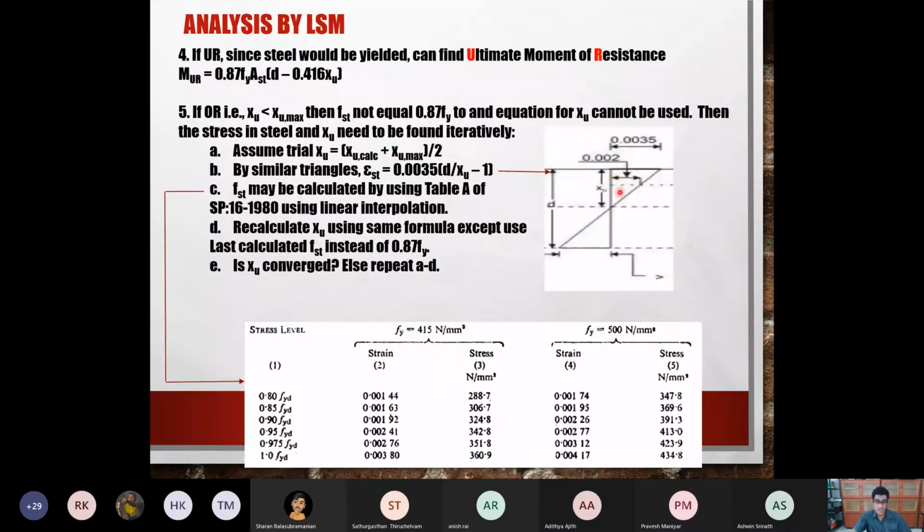Using this table in SP16, you can find out what the stress is, and using the stress you can go back to the equation on the previous slide and calculate what xu is. And if it has converged, you say that it is your actual xu and your actual fst.